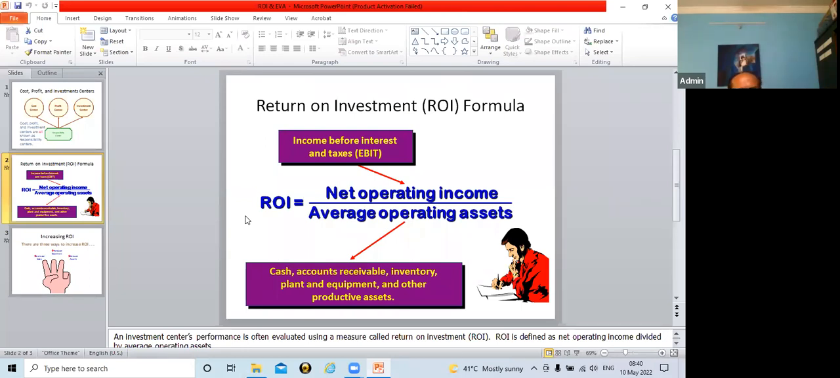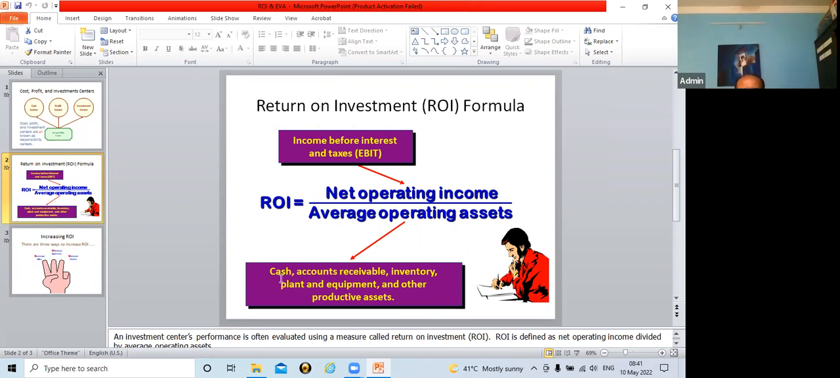But if you are asked a theory question, you have to mention this formula in your answer. So let us learn the formula. ROI equals net operating income divided by average operating assets. Now, what is net operating income? Income before interest and taxes, which we call EBIT. ROI equals EBIT divided by average operating assets. Now, what do you mean by assets? That is the cash balance. It is also your current assets. Cash is a current asset, no? Hello?